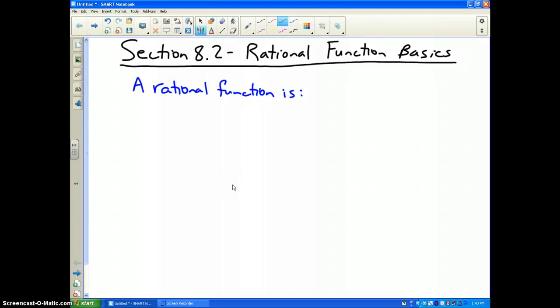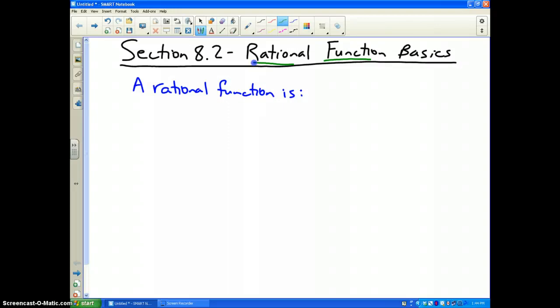All right, we're into Unit 8. Unit 8 deals with rational functions. Another new function that you've never dealt with before, and one that we're going to practice and learn how to solve equations involving the situation. Now, what is a rational function?